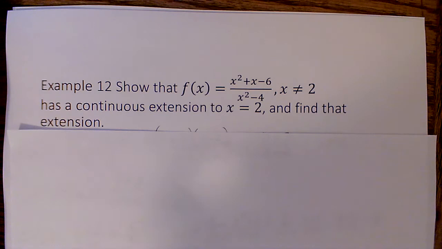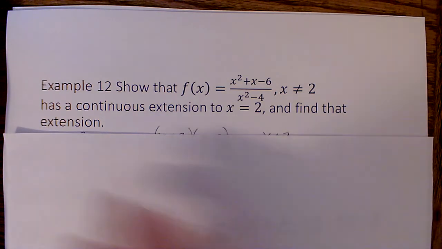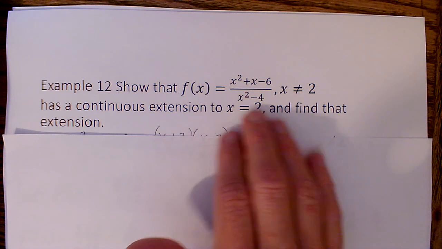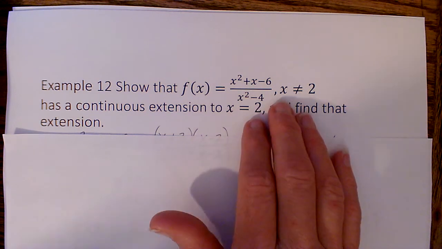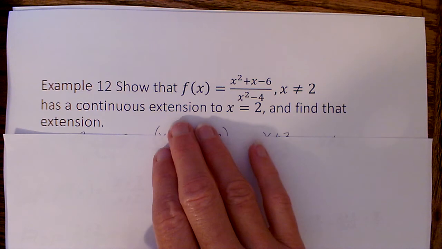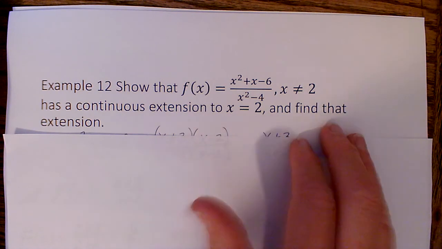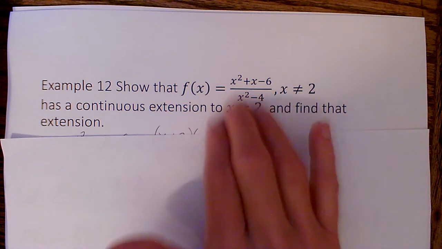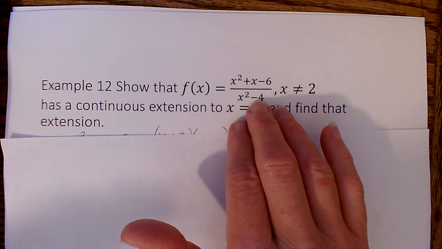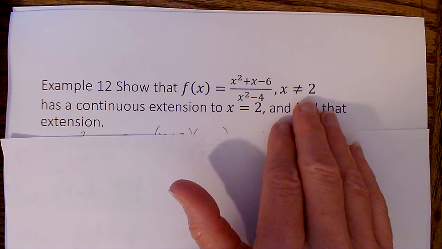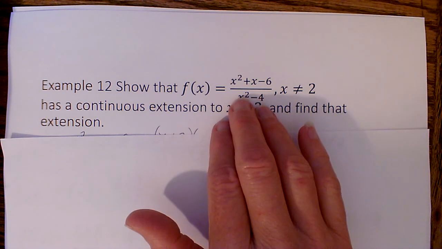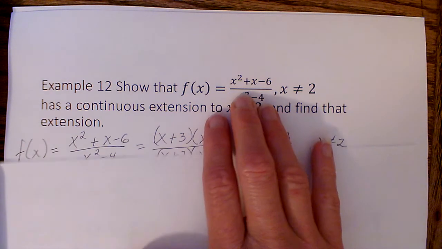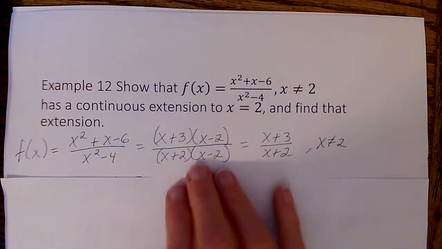Another example. In example 12, we're going to show that this function, f of x equals x squared plus x minus 6 over x squared minus 4, for x not equal to 2, has a continuous extension to x equals 2, and we're going to find that extension. Remember, when we're trying to find limits, we're going to have to have a limit there at x equals 2. So let's figure out what the limit as x approaches 2 would be of this function. First of all, we would want to simplify that function if we can.